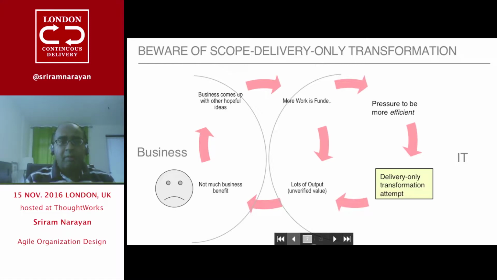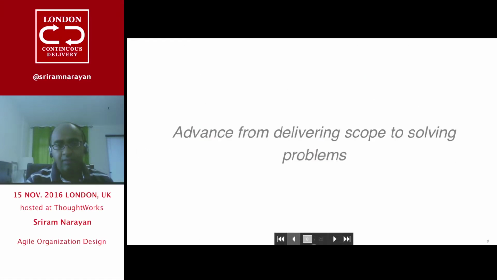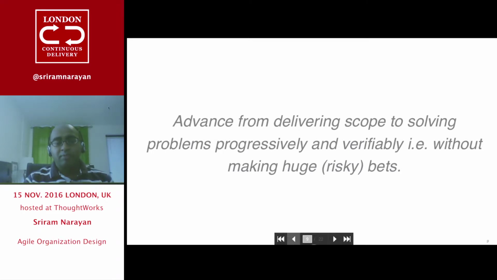You might get some benefits out of it, but really the big prize is missing until we address this side of things, where we move from a mode where we are delivering scope to a mode where we are jointly solving problems and thereby delivering benefit. So as part of team design for continuous delivery, I think it's useful to think about designing teams in such a way that it's possible to advance from delivering scope to really solving problems. And to qualify that a little more, solving problems in a manner that is progressive and verifiable, without making huge upfront risky bets.